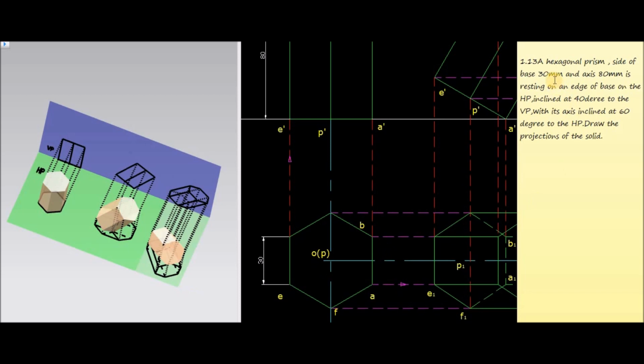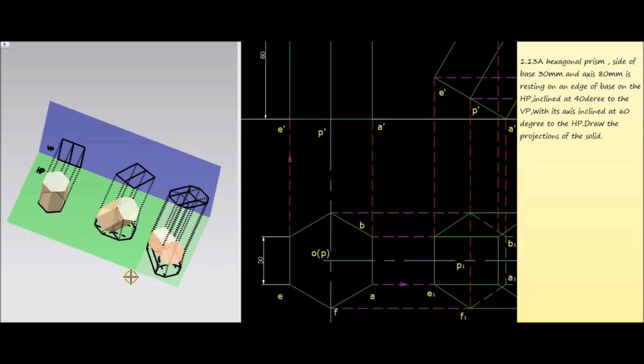A hexagonal prism, side of base 30 mm and axis 80 mm, is resting on an edge of base on the HP, inclined at 40 degrees to the VP, with its axis inclined at 60 degrees to the HP. Draw the projections of the solid.